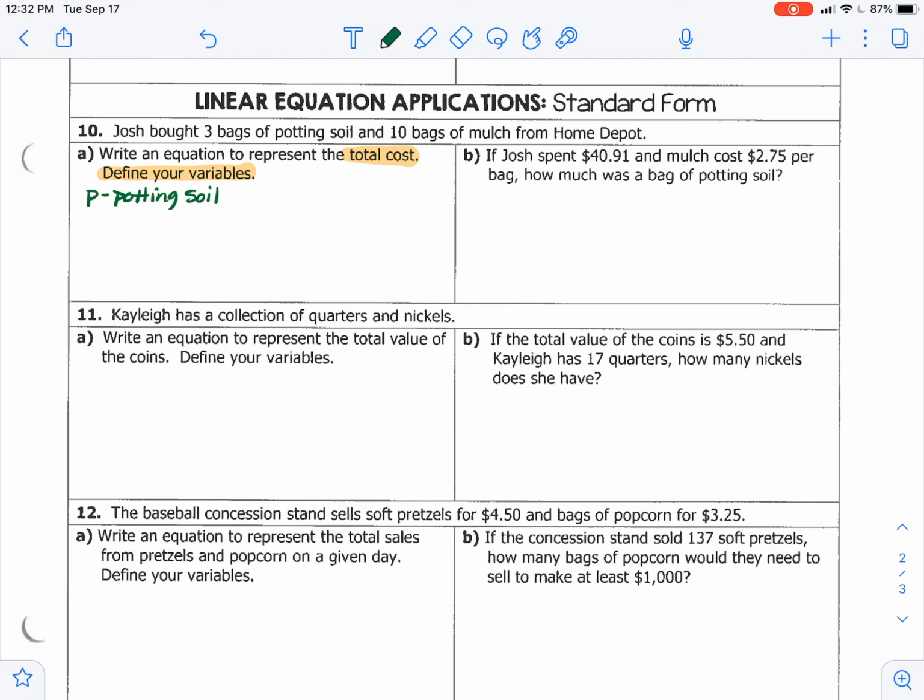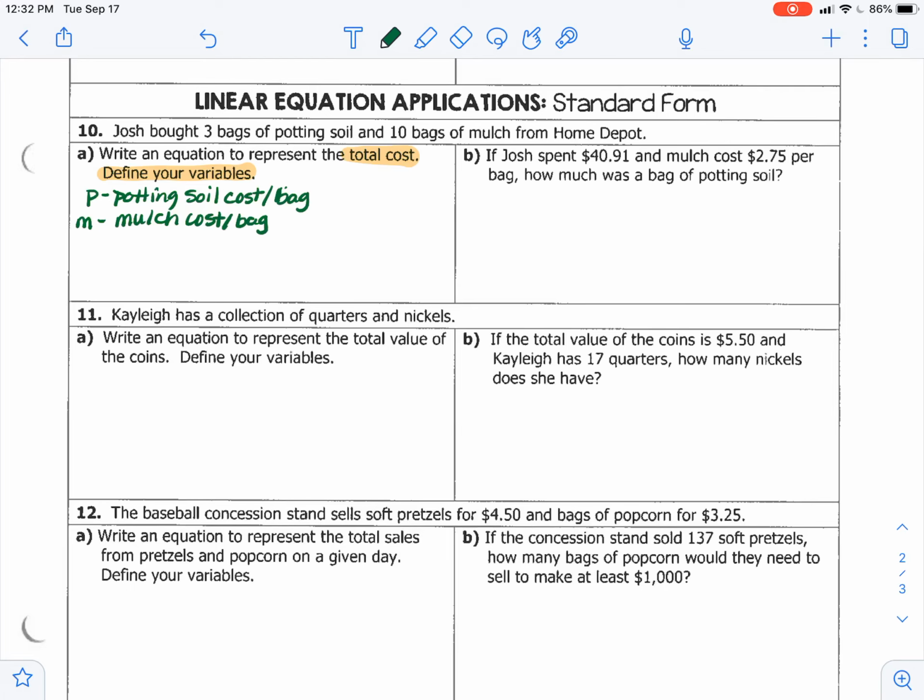And guys, as I've told you before, you need to be specific about it because it's not just potting soil. It is the cost, potting soil cost per bag. Okay? How much one bag costs. You could put that in. One bag, cost of one bag of potting soil. Something to define that it's how much each one costs. And then I am going to use M for mulch cost per bag.